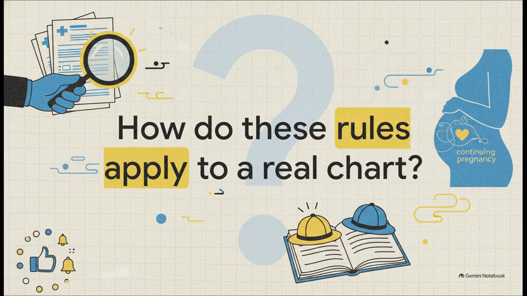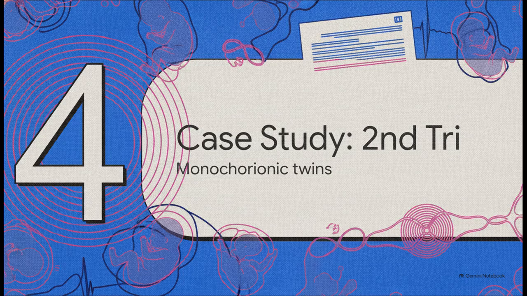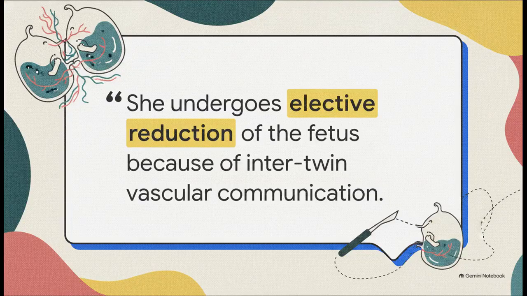Okay, let's put on our detective hats and dig into a chart. Section 4, Case Study, Second Trimester. Complicated monochorionic twin gestation. Let's analyze this scenario together. A patient in her 24th week of pregnancy presents with monochorionic or monoamniotic twin gestation complicated by intertwin vascular communication. She undergoes elective reduction of the fetus because of intertwin vascular communication. One fetus had developed polyhydramnios.